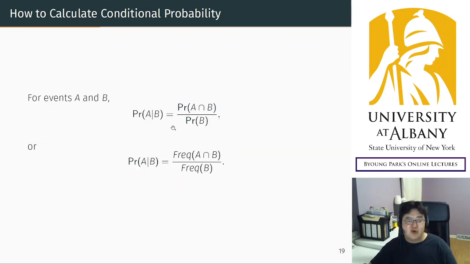Then as a formula, you can write it this way. Probability of A given B equals the probability of their intersection divided by the probability of the condition. So it's identical. Actually, they are the same, and all the intuition is the same. So I don't need to explain them again. It should be simple enough.